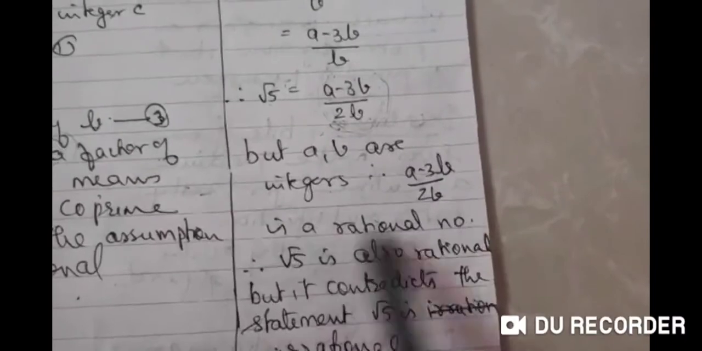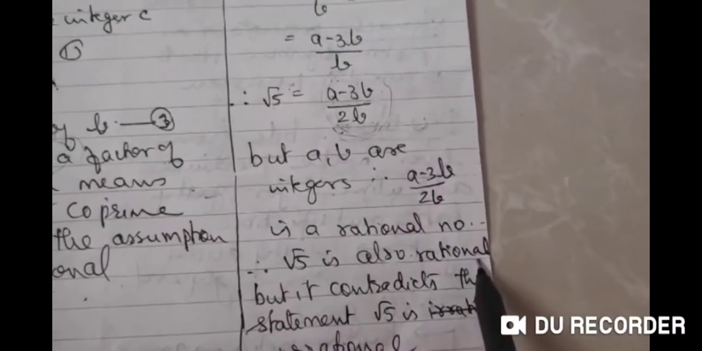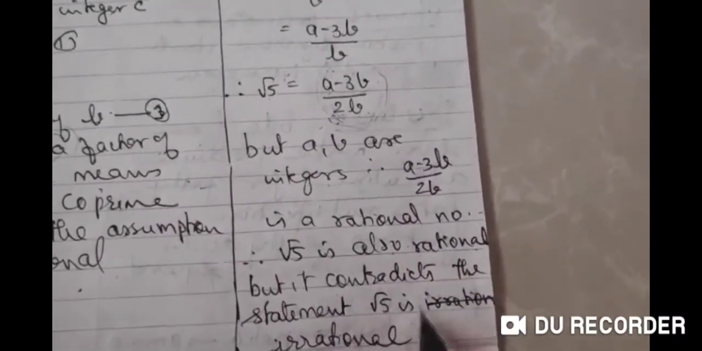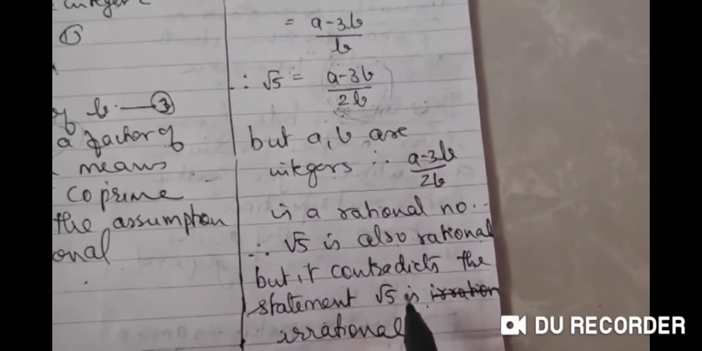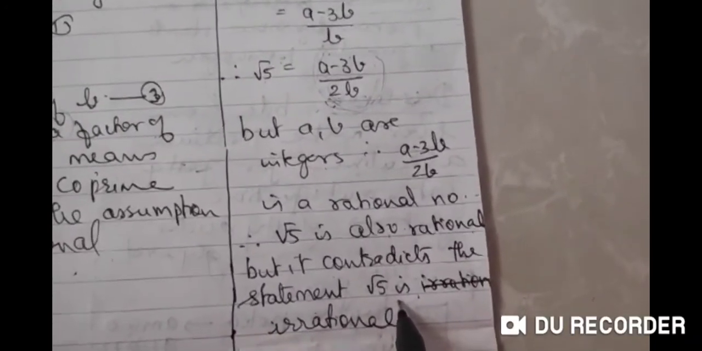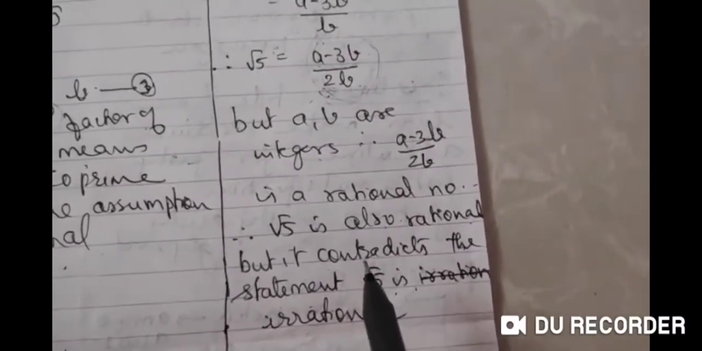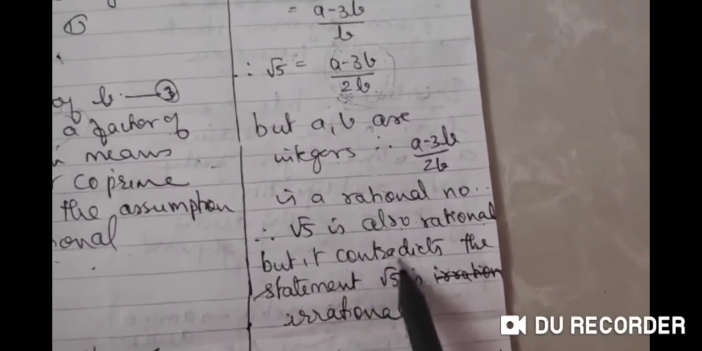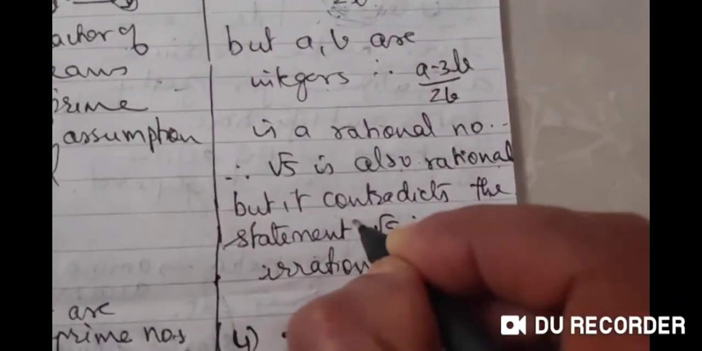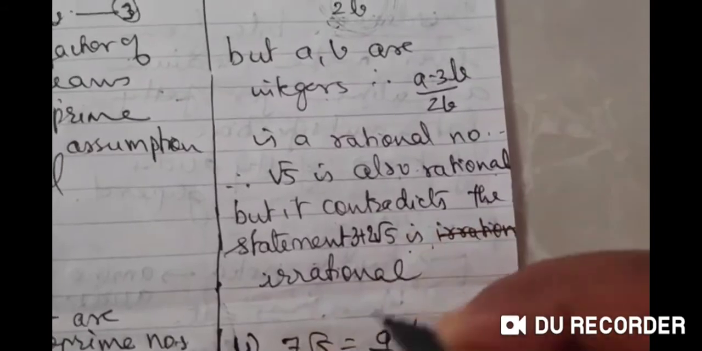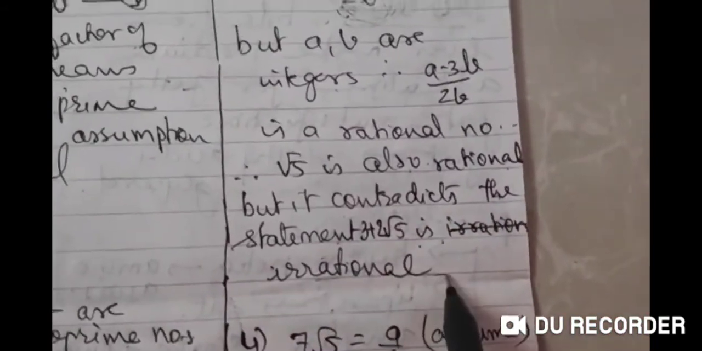So here I have written that a and b are integers, so this is a rational number and hence root 5 is also rational. But that contradicts the statement, because you have already proved by theorem that the square root of a prime number will always be an irrational number. So that will be contradicting the statement and hence your assumption is wrong, and hence this particular statement, 3 plus 2 root 5, is an irrational number. Is that point clear? Therefore 3 plus 2 root 5 is an irrational number.